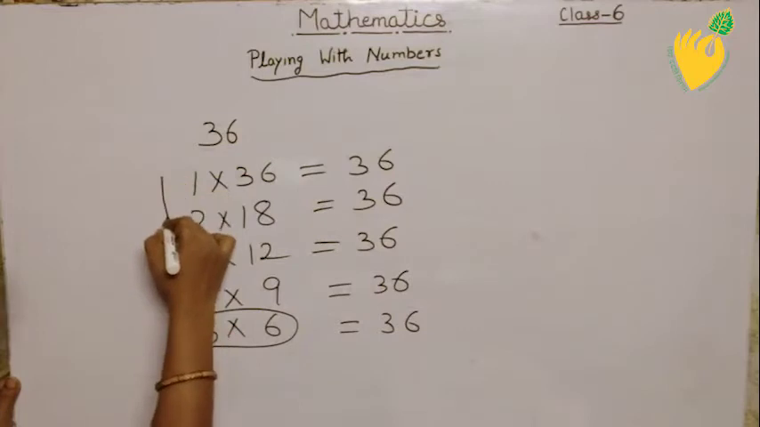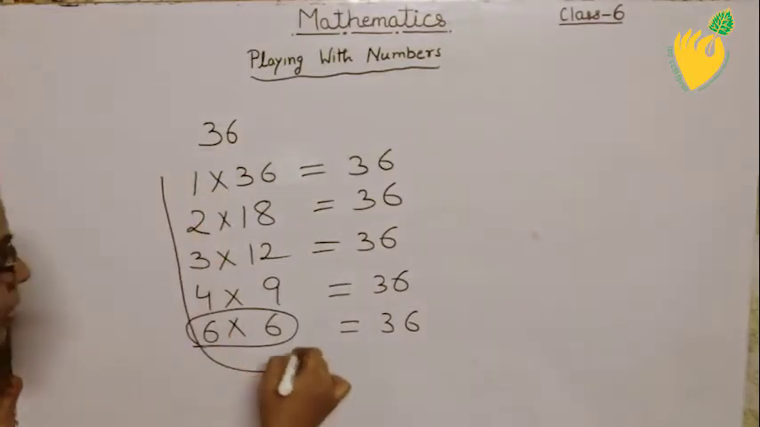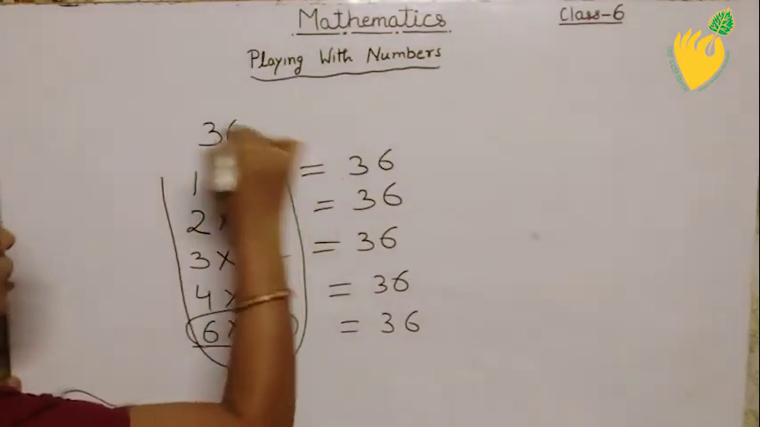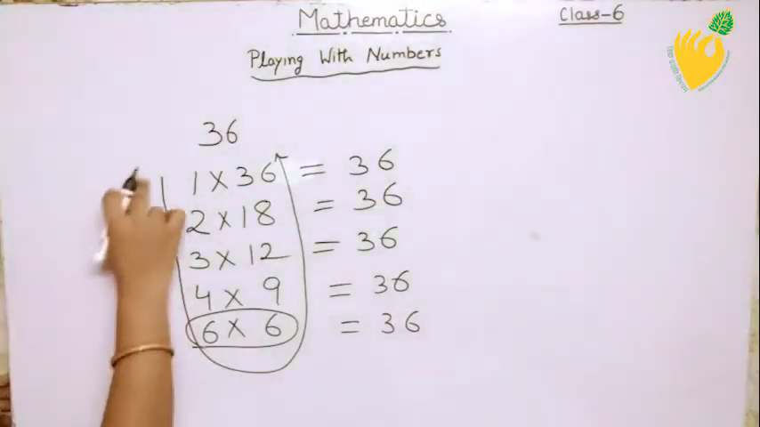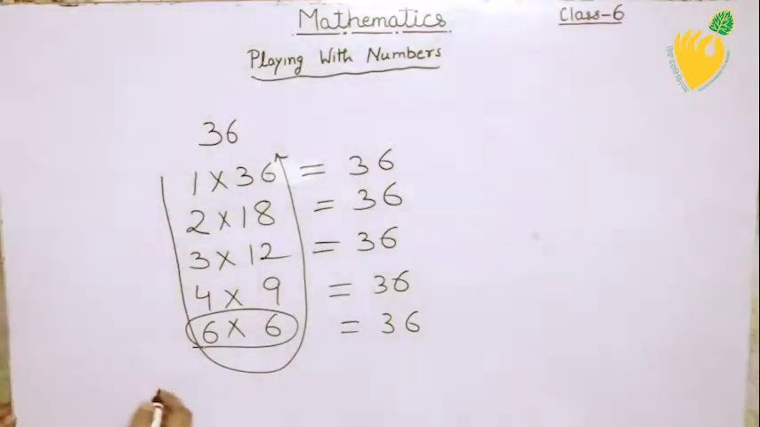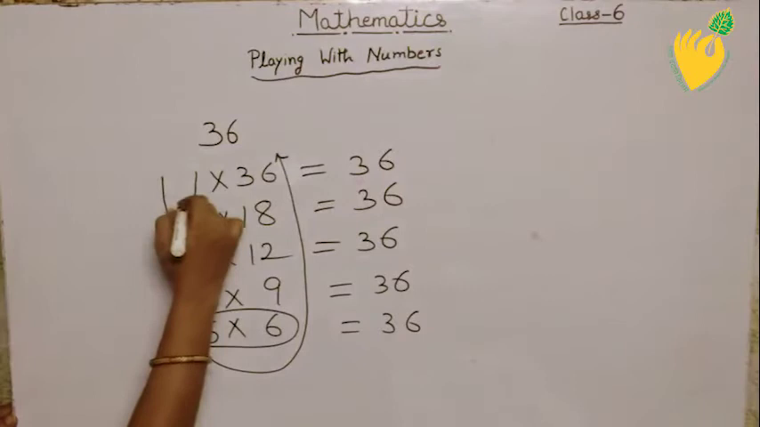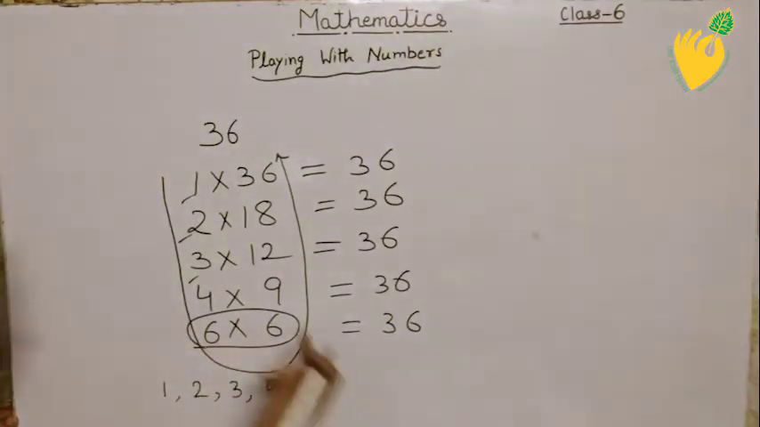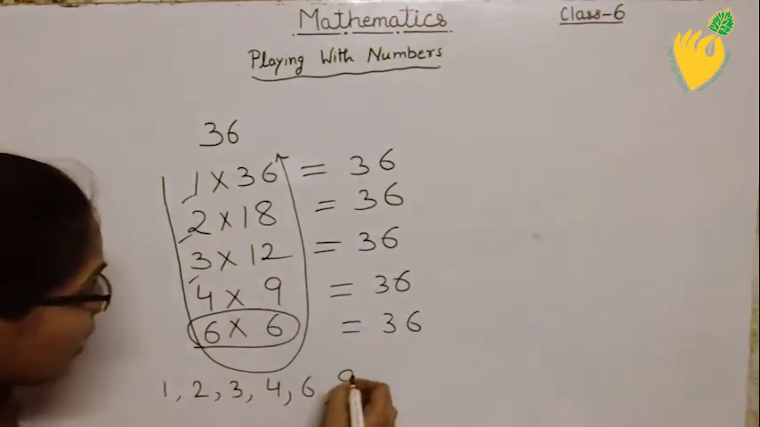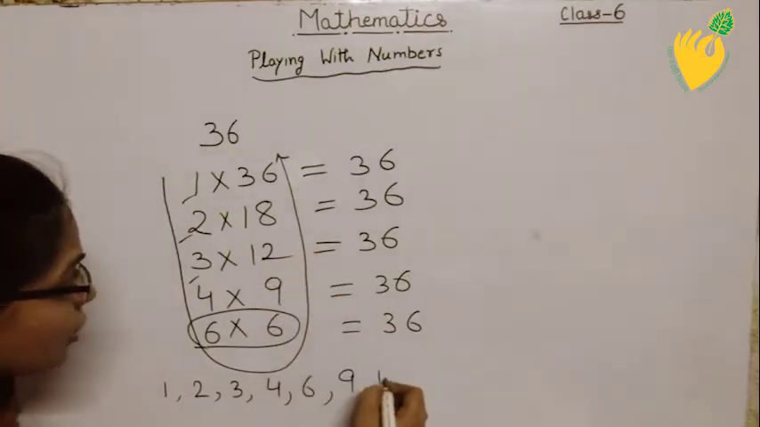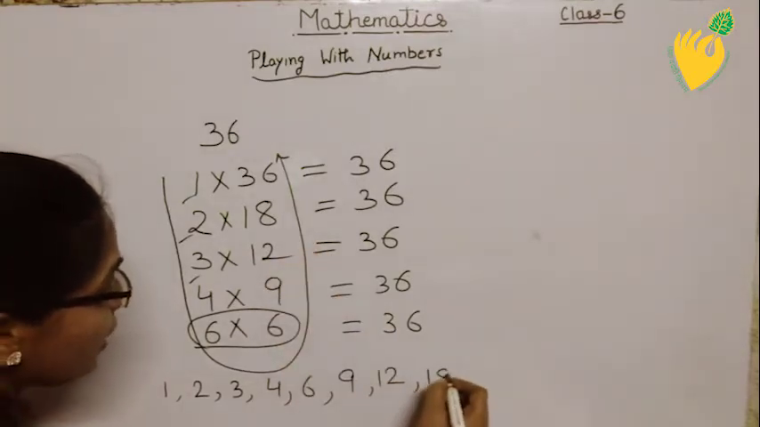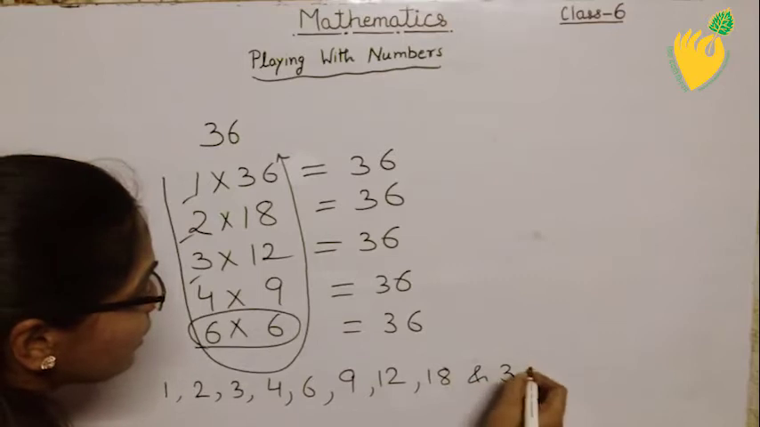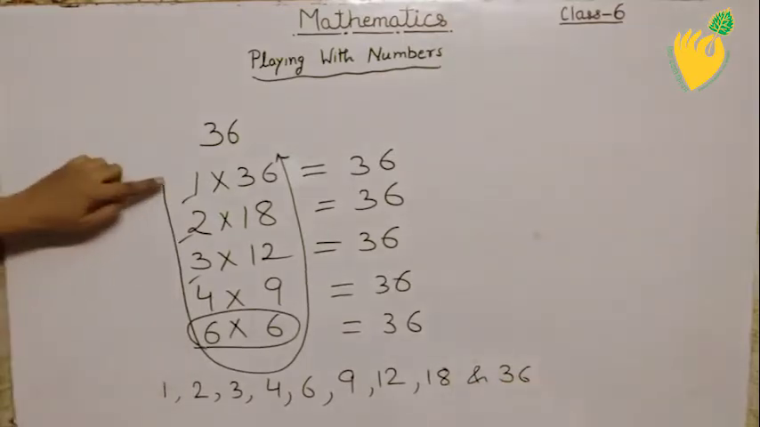So how do you have to count the factors, students? You will make a U like this and you will start counting the factors from here. See, 1, 2, 3, 4, 6. You will write 6 only one time. 9, 12, 18 and 36.